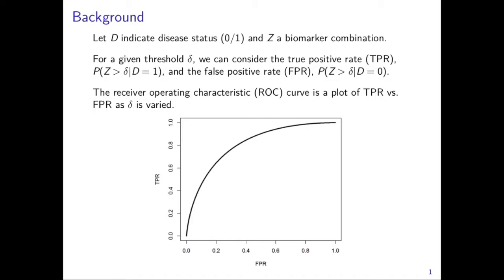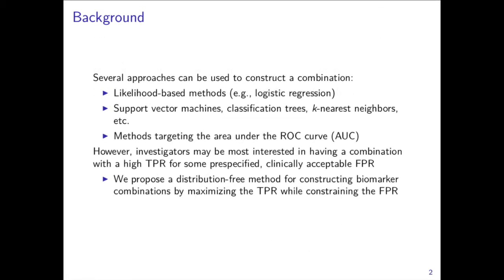If you had a useless biomarker, the ROC curve would fall on the diagonal, and you would have an AUC of 0.5. So as I mentioned before, there are lots of approaches that can be used to construct a combination. Things like likelihood-based methods, which are very common, as we talked about, like logistic regression is probably the number one choice for constructing a biomarker combination if you have a binary outcome. There are also things like fancy machine learning methods, support vector machines, classification trees, k-nearest neighbors. Generally, as we talked about in part 1, these might offer small gains in some data sets, but generally are not uniformly better than logistic regression or some of the methods I'll talk about here.